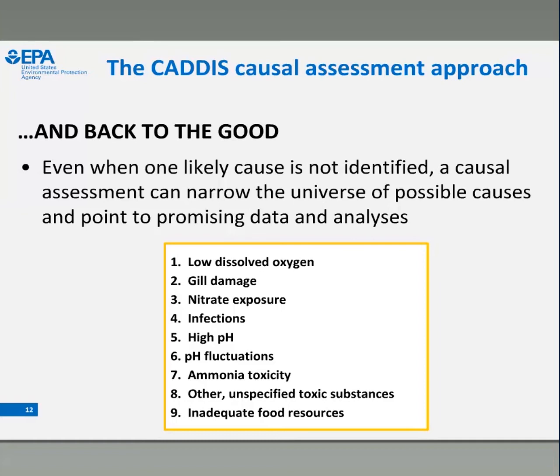The list shown here are candidate causes that were considered in a causal assessment of a fish kill in the Potomac and Shenandoah watersheds of Virginia and West Virginia a few years ago. We didn't get any answer in the initial assessment, but we were able to rule out 5 of the 9 original candidate causes considered, which helped to focus future data collection and analysis efforts on the remaining 4 possibilities. So we could stop thinking about some causes because we could show that those weren't in play, and we were able to focus on the ones we were still uncertain about.